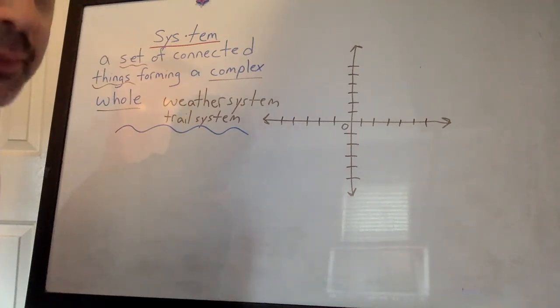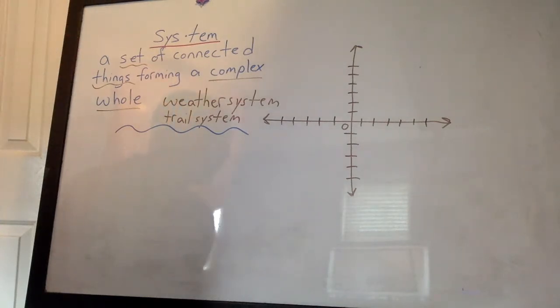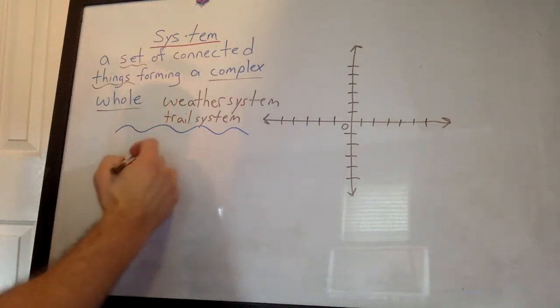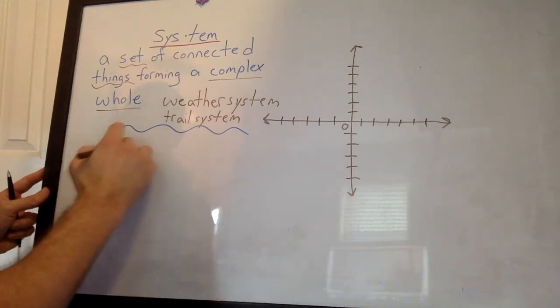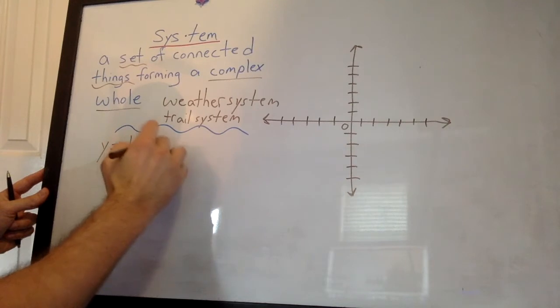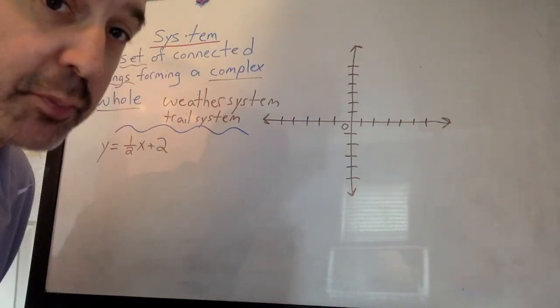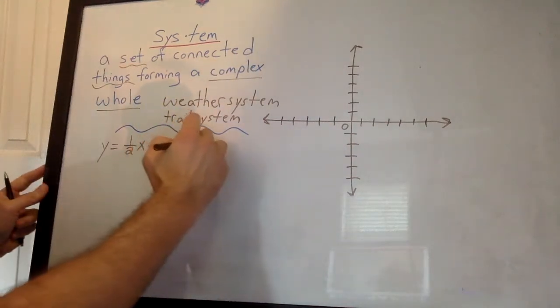So in math, it's the same concept. And today we're going to look at a system of two equations. I'm going to write them right here. The first equation is y equals 1/2 x plus 2. The second equation is 5x plus y equals -9.